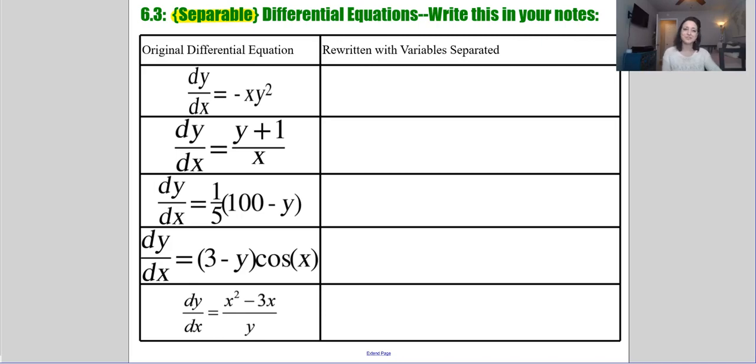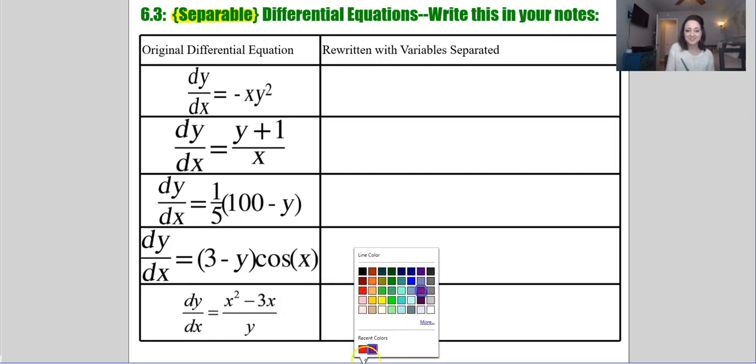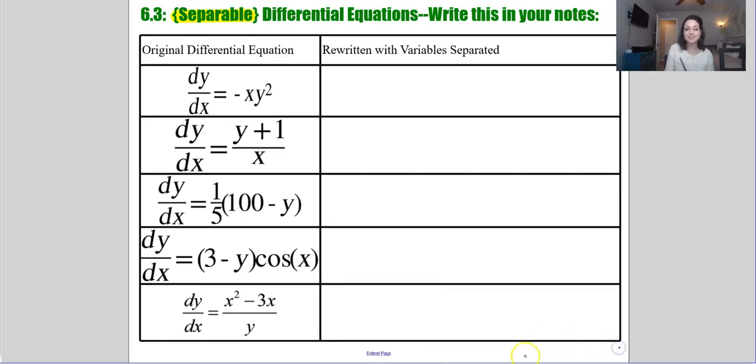All right, press pause on your screen. Can you please copy this table in your notes for me? All right, so for the types of differential equations that we study in this class, they are called separable, okay? So in other words, I can separate their variables. I can get y's on one side and x's on the other, or whatever we're using for dependent, independent variables. So we're going to practice the first step, which is just to separate the variables.